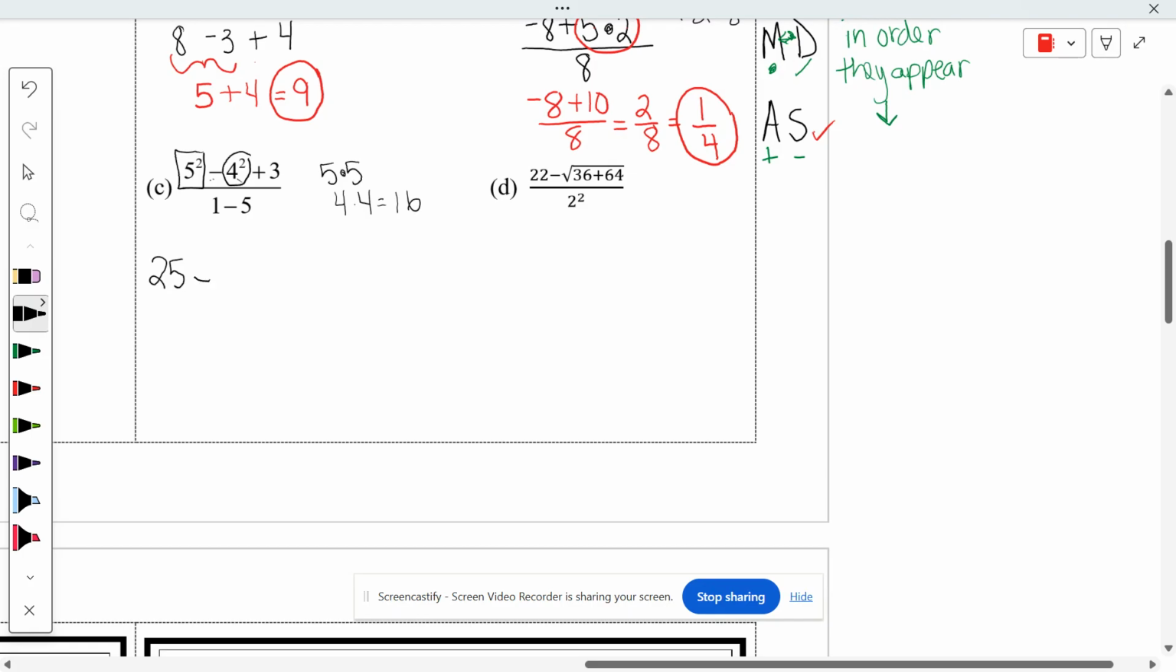So 25 minus 16 plus 3. Over my denominator, I can go ahead and do the subtraction because that's the only operation in the denominator. 1 minus 5 is negative 4. So now all I have left is add or subtract. I have subtraction that comes first in the numerator. 25 minus 16 is 9 plus 3 all over negative 4. Well, 9 plus 3 is 12 all over negative 4. Well, that equals negative 3.